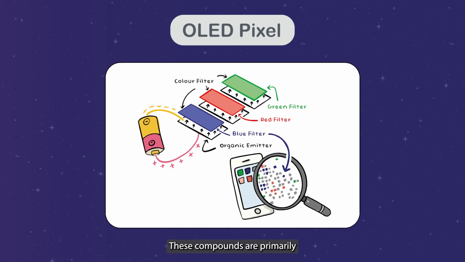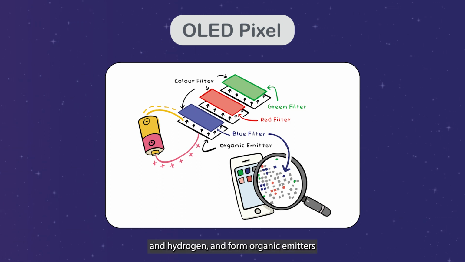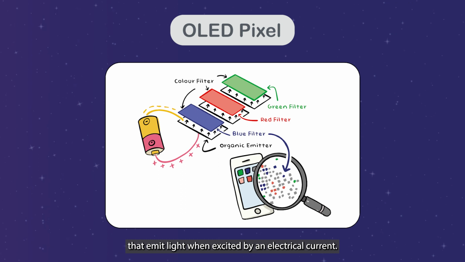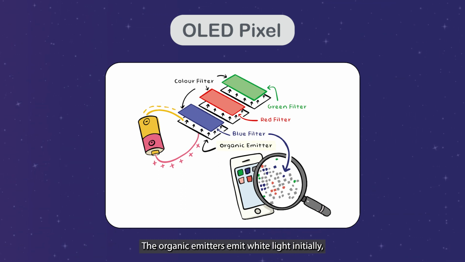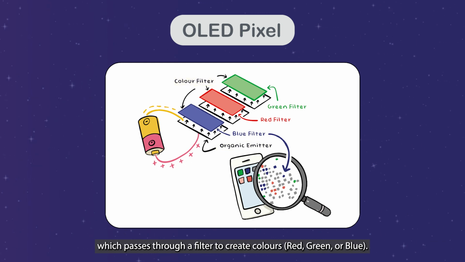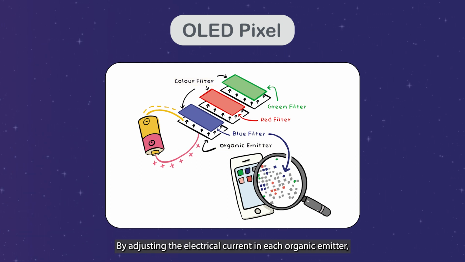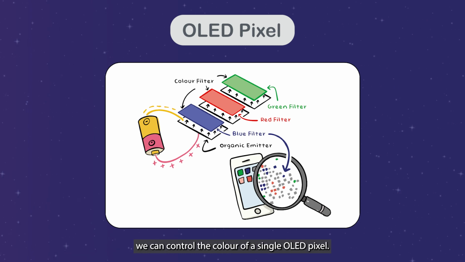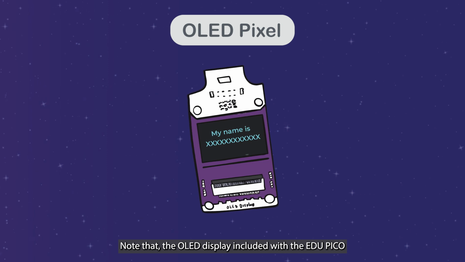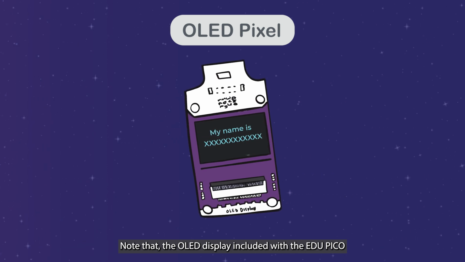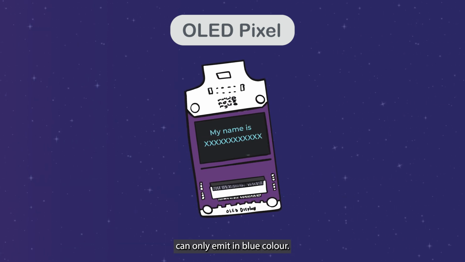These compounds are primarily made of carbon and hydrogen and form organic emitters that emit light when excited by electrical current. The organic emitters emit white light initially, which passes through a filter to create colors. By adjusting the electrical current in each organic emitter, we can control the color of a single OLED pixel. Note that the OLED display included with the EDU PICO can only emit in blue color.